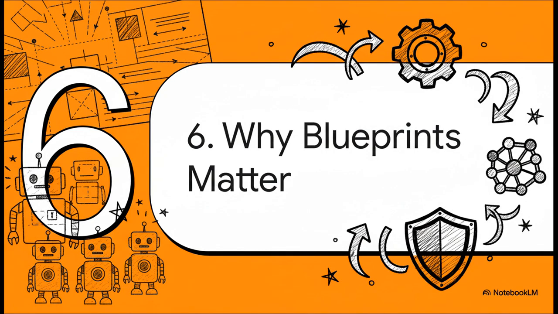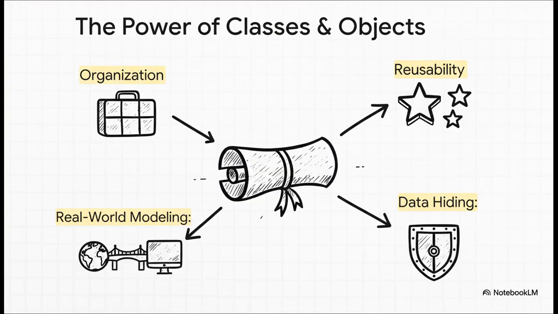So we've seen the what and the how, but let's just take a moment and wrap up with the why. Why do programmers go to all this trouble of creating classes and objects? What are the real game-changing advantages here? So why does all this matter so much? Because this whole blueprint approach is a complete game changer.